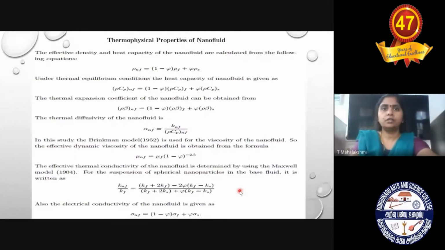The last term, electrical conductivity of the nanofluid, is denoted by sigma NF. This term represents that the magnetic field effect is considered in this problem. So once we are considering the magnetic field effect, we need to calculate the electrical conductivity of the nanofluid also. It is very, very important.